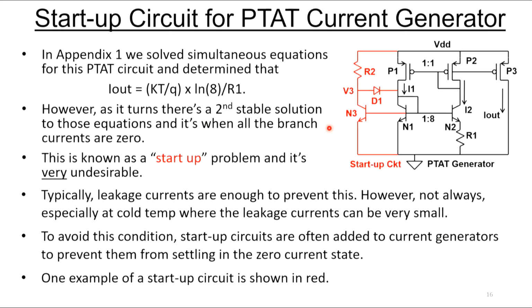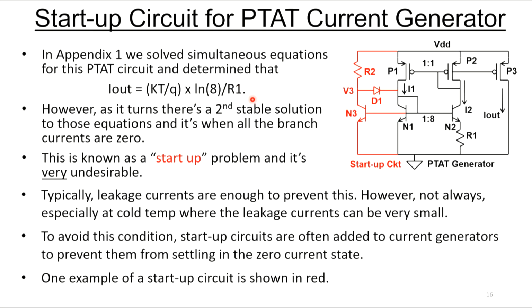So now I want to talk about startup circuits, and this is mainly for PTAT current generators. In Appendix 1, Michael's favorite, we solved simultaneous equations, and I know I didn't solve them, but if you look in Appendix 1, you'll see it, to determine that the output current is kT over q times the log of 8 over R1. That's the equation. I'm hand waving. You just have to believe me that works.